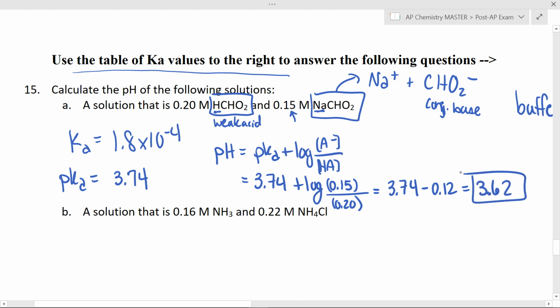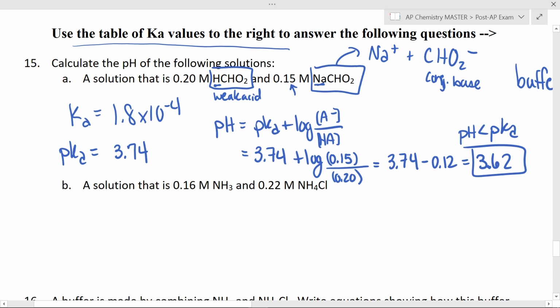So notice that when I have a buffer, my pH is going to be really similar to my pKa. And in this example, I have more of the acid component than the base. So my pH is going to be a little bit less than my pKa because I've got more acid than base present in that buffer mixture.